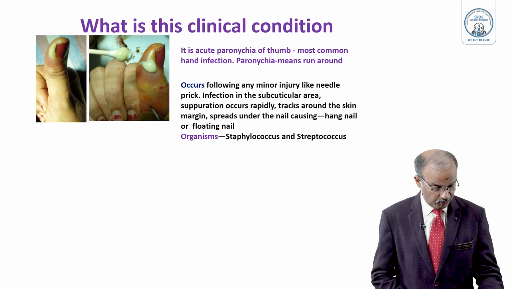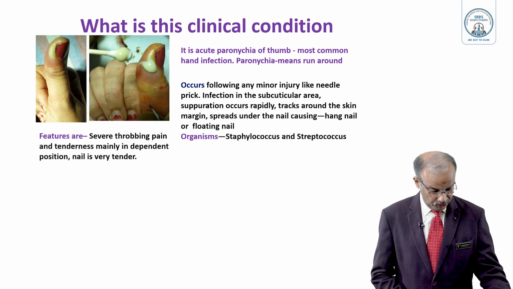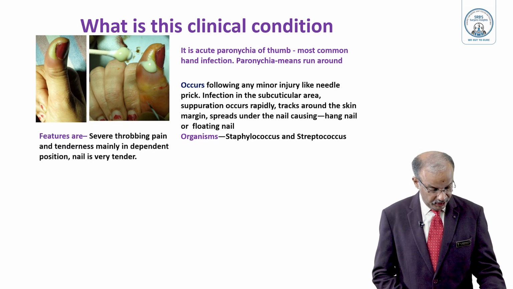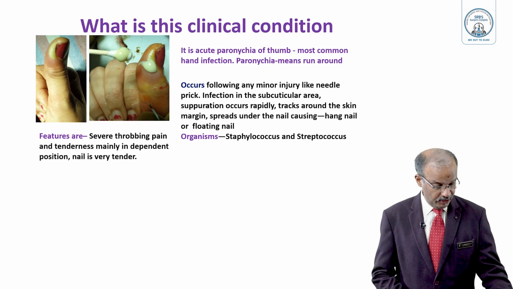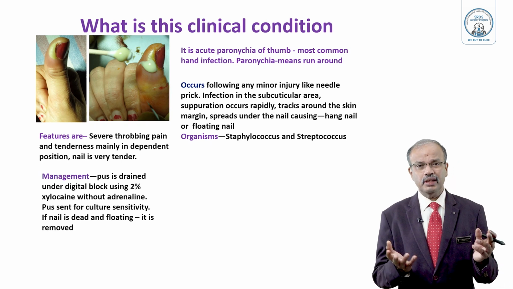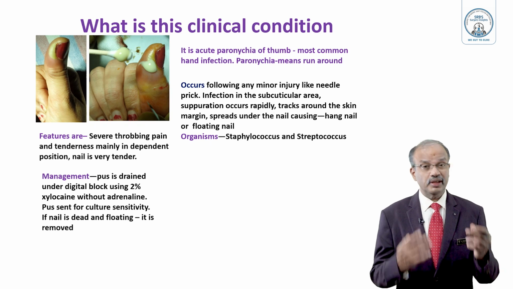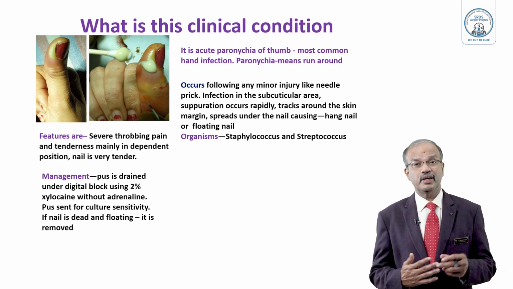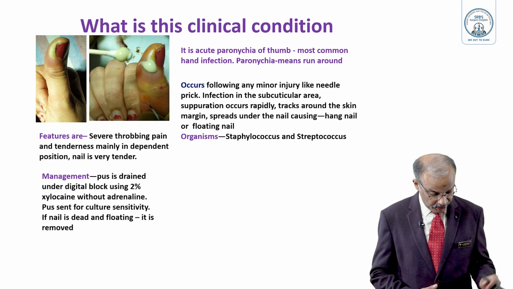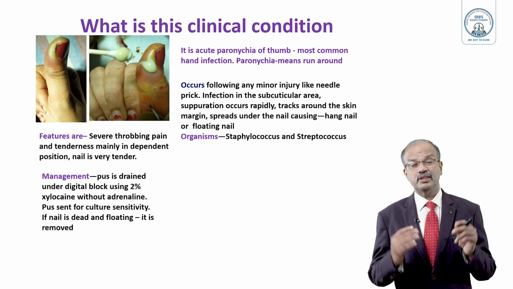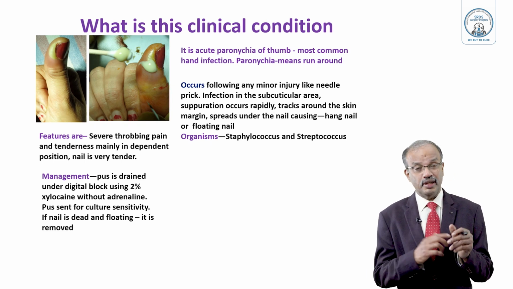Look at the pus, the color of the pus, yellow pus, very typical. So severe throbbing pain, tenderness, dependent position, and tender nail. It's very clear cut to diagnose. It's a clinical diagnosis. The only thing is the nail may get dislodged and you may have to remove the nail, and a new nail will come later. Treatment is always to drain the pus under ring block anesthesia.